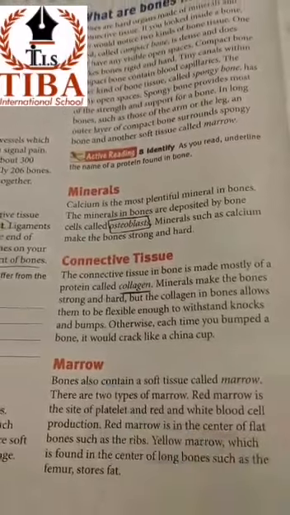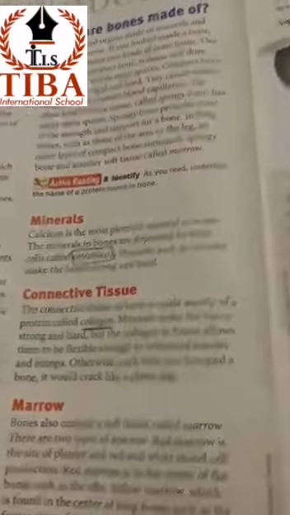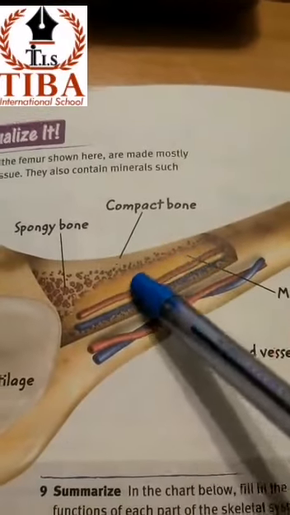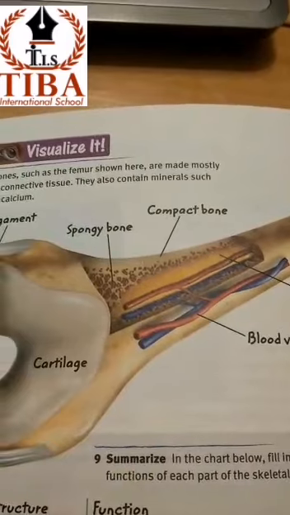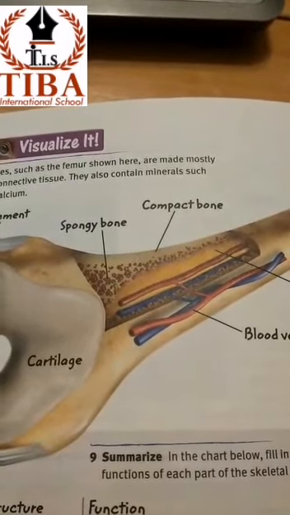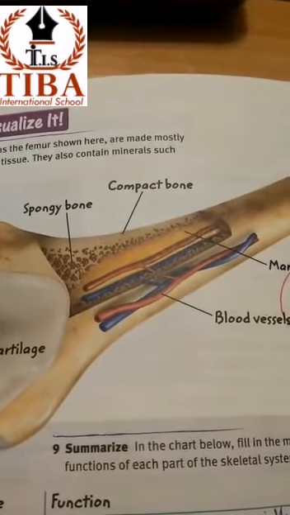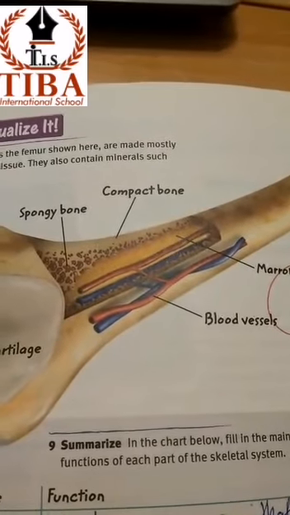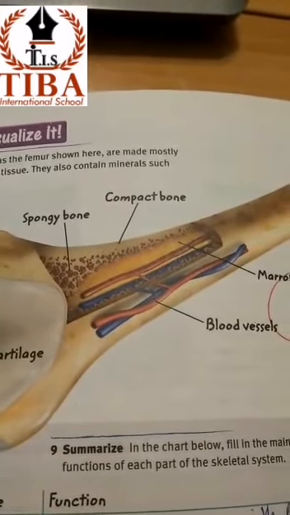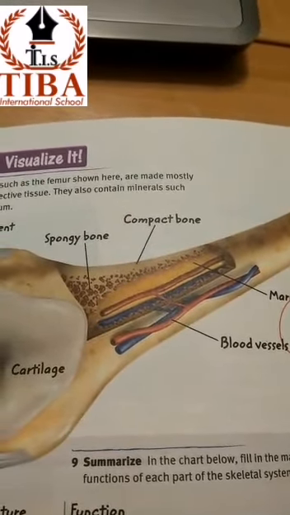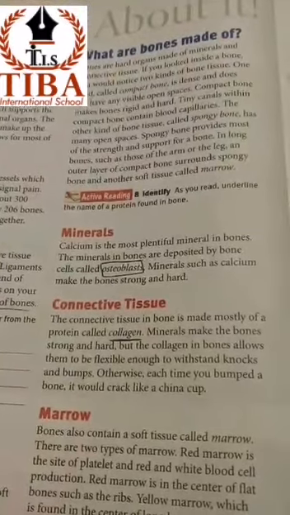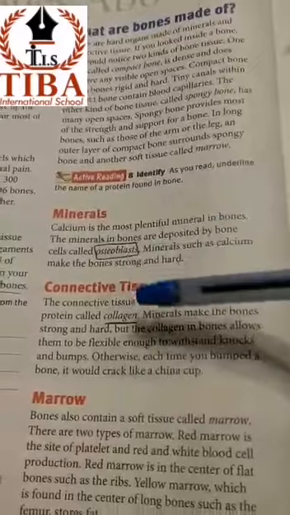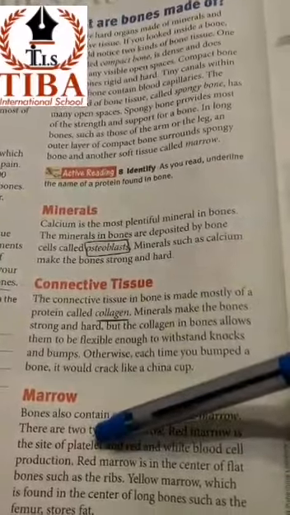Then the marrow. The marrow is a soft tissue found in the middle of the bone. Actually, we have two kinds of marrow. We have the red bone marrow, for the production of blood cells, and the yellow bone marrow, for storing fat. Once again, a single bone is made up of minerals, connective tissue, and marrow.